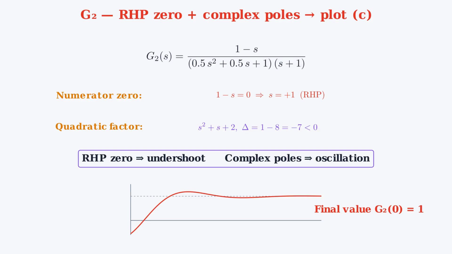Final value: g2 of 0 equals 1 over 1 times 1, equal to 1. Plot C shows exactly this: a small dip below 0, an overshoot above the final value of 1, and a slow oscillating approach. Answer. g2 corresponds to plot C.